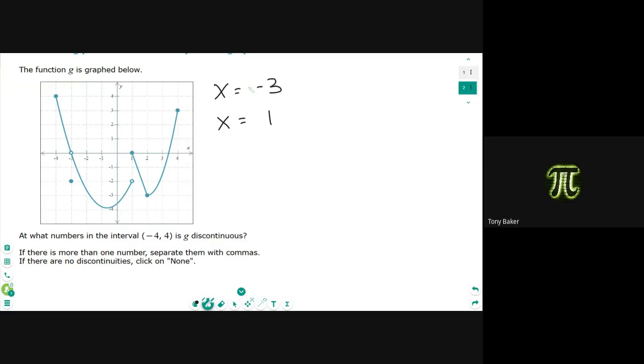What type of discontinuity is -3? Yes, that one's removable. Alex doesn't ask you this, but it's nice to know. What kind of discontinuity is at 1? That's a jump.